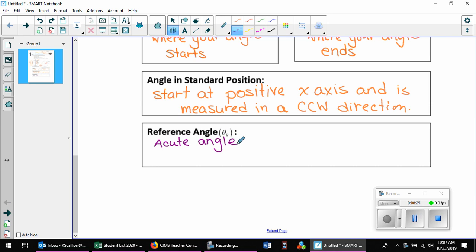Everybody know what an acute angle is? Angle less than 90 degrees. So we're going to have the acute angle.